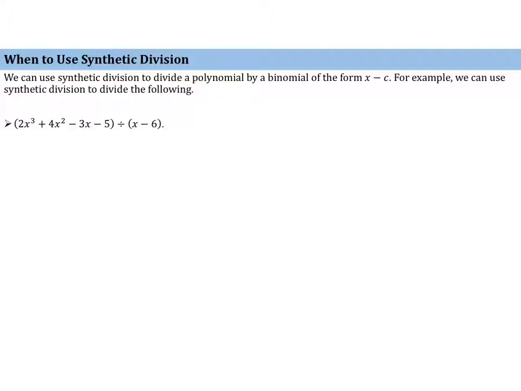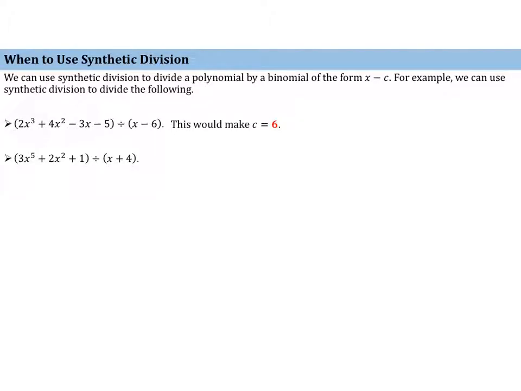So the easiest case would be to look at this first polynomial divided by x minus 6. In this case, we're dividing by x minus a number, and the number we're subtracting from x is 6. So c would be 6 in this case. So we can clearly use synthetic division to divide the polynomials.